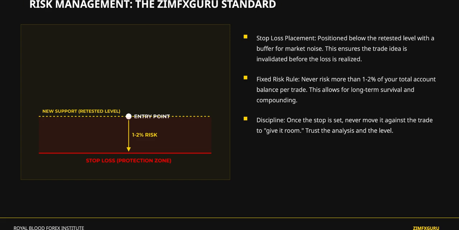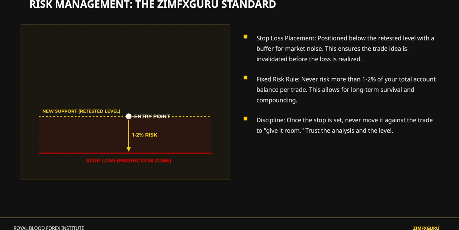And then stop loss placement: positioned below the retest level with a buffer for market noise. So this ensures the trade idea is invalidated before the loss is realized. If the trade is invalidated, the stop loss is hit, because we have placed the stop loss in the protection zone.